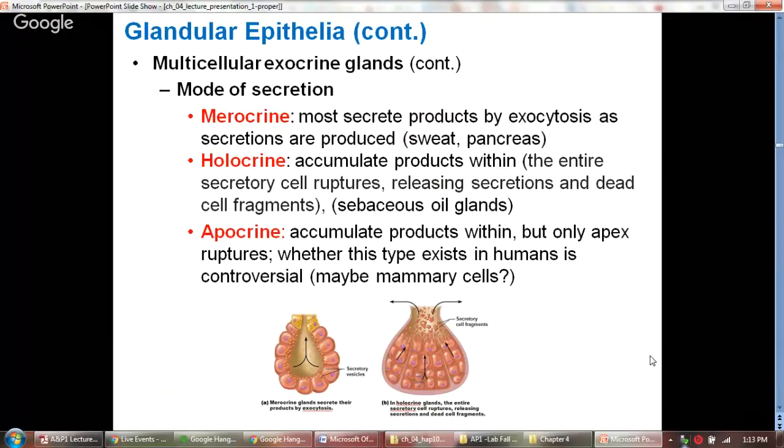On the other hand, the apocrine glands accumulate products within, but only the apex of the glandular portion ruptures, and we don't know yet whether this kind of gland exists in the human body. Some would think mammary glands would be a type of apocrine gland. So that is the example.